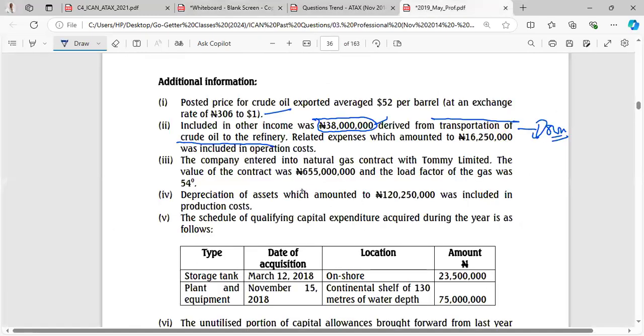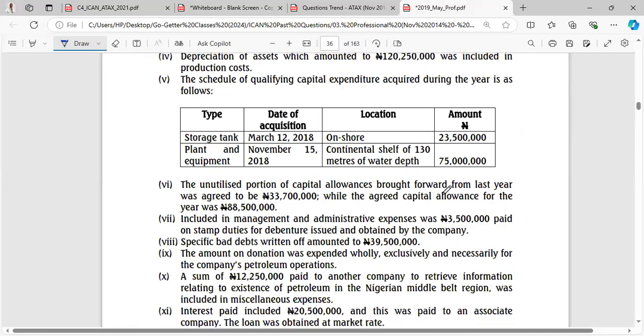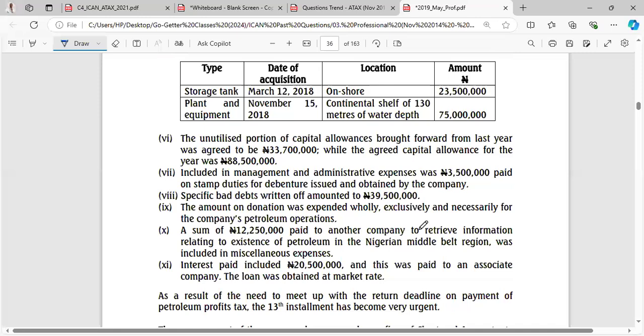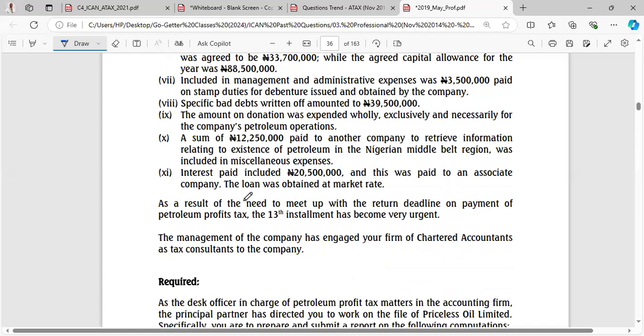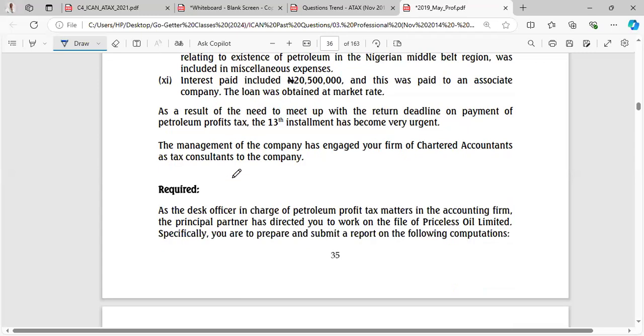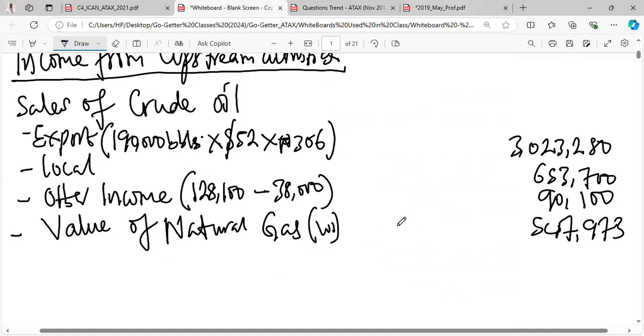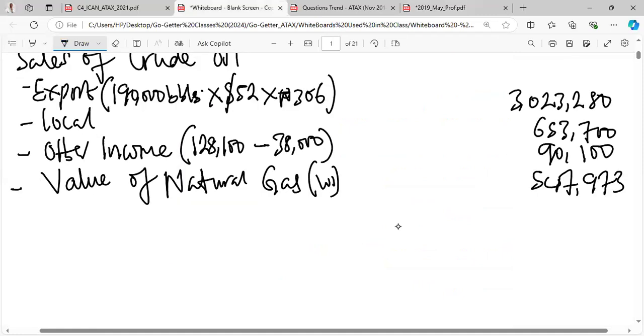There is no other income, so that means we've done this. All right. So we've done the income part. So all we now need to do is to add all of these together.